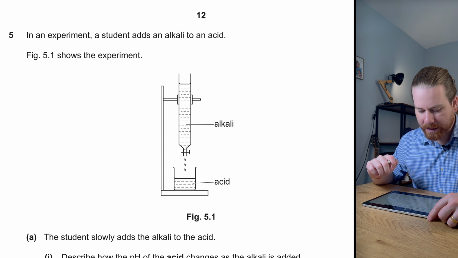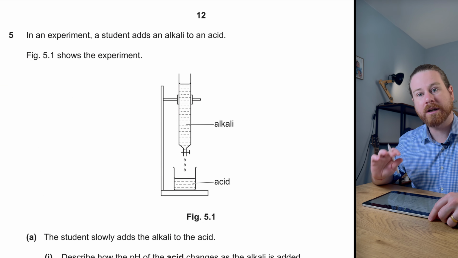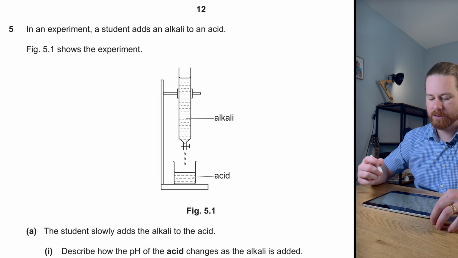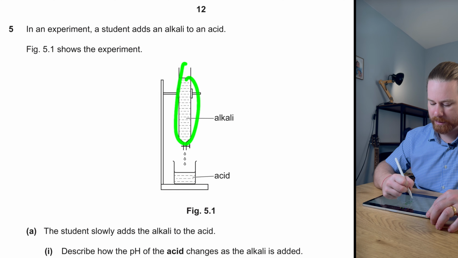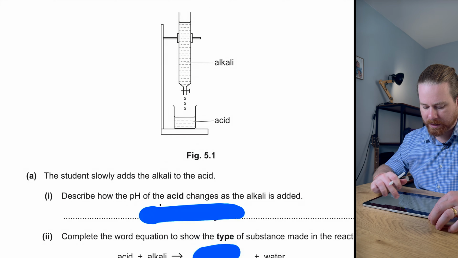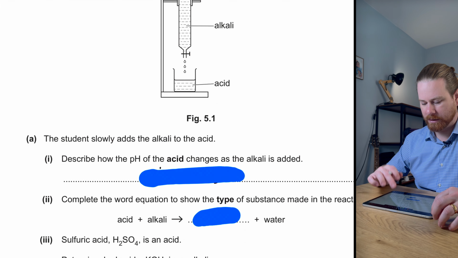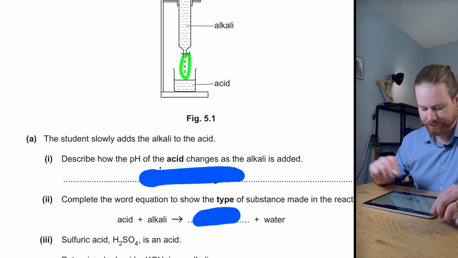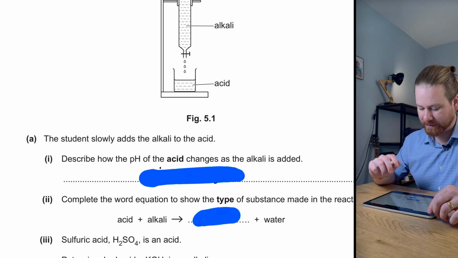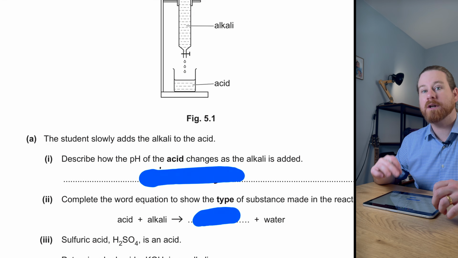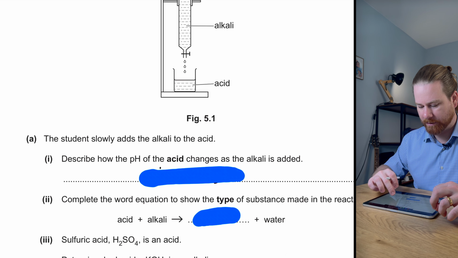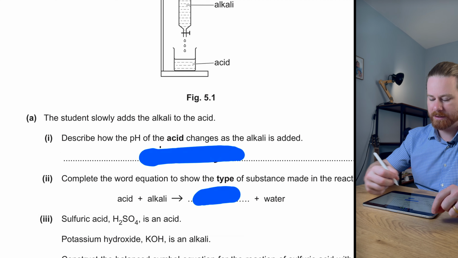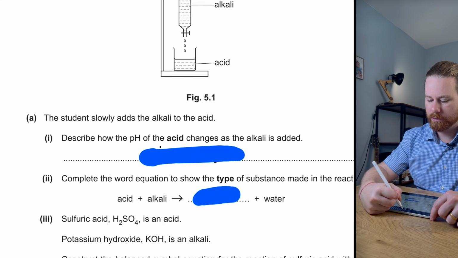Okay, question 5. In an experiment, a student adds an alkali to an acid. And we've got the setup there, our classic titration setup with our burette and then something underneath. So the student is slowly adding the alkali to the acid. Describe how the pH of the acid changes as the alkali is added. This is very similar to our limestone question from paper 2. So it has to increase.